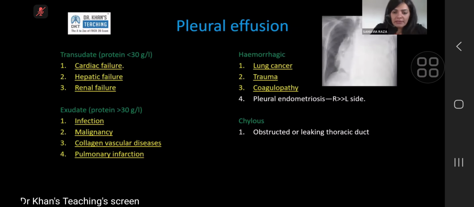Unilateral pleural effusion. In an unexplained unilateral pleural effusion, it is cancer unless proven otherwise. That is absolutely something you need to take home and remember. If you can't explain a pleural effusion, an unexplained pleural effusion in an adult is cancer unless proven otherwise.